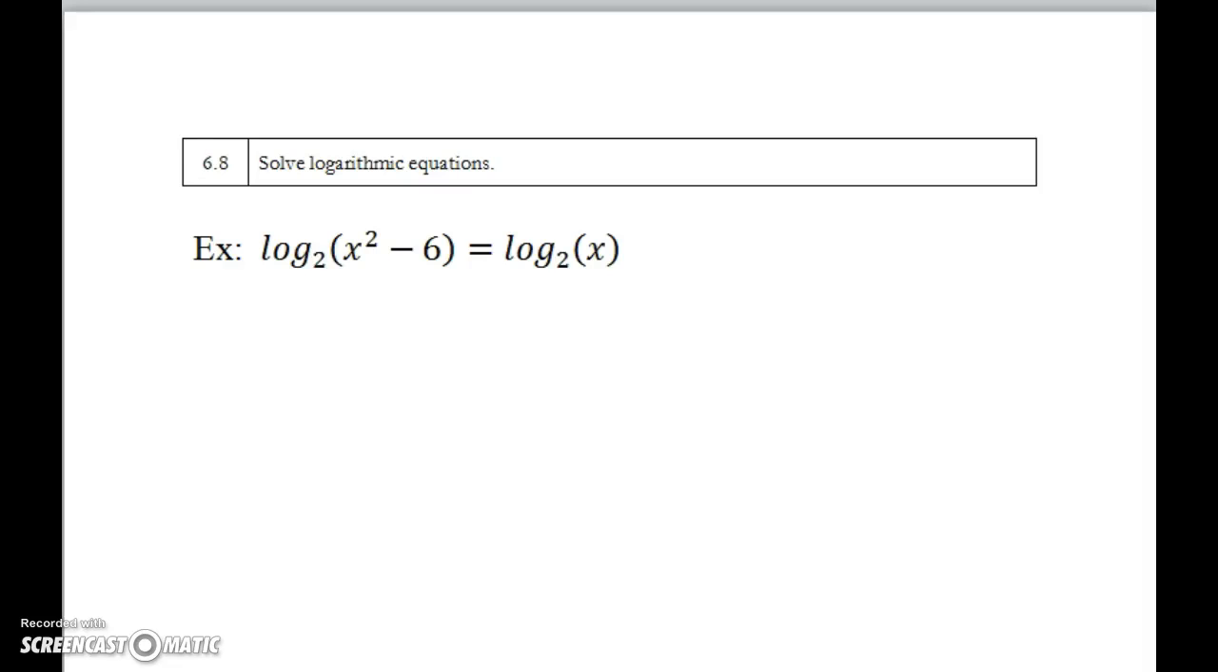Standard 6.8, solve logarithmic equations. Alright, so whenever we're solving a log equation, we want to do two things. We want to condense, and then we want to somehow get rid of our logs. So let's take a look at our first example.